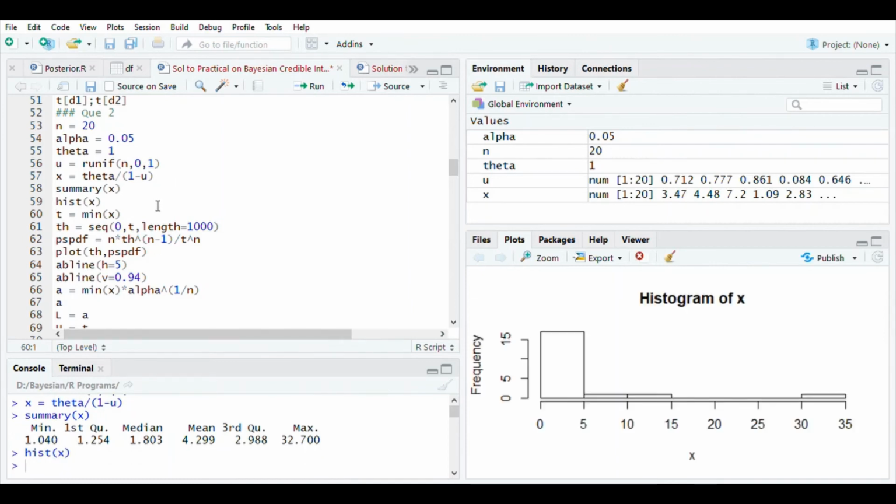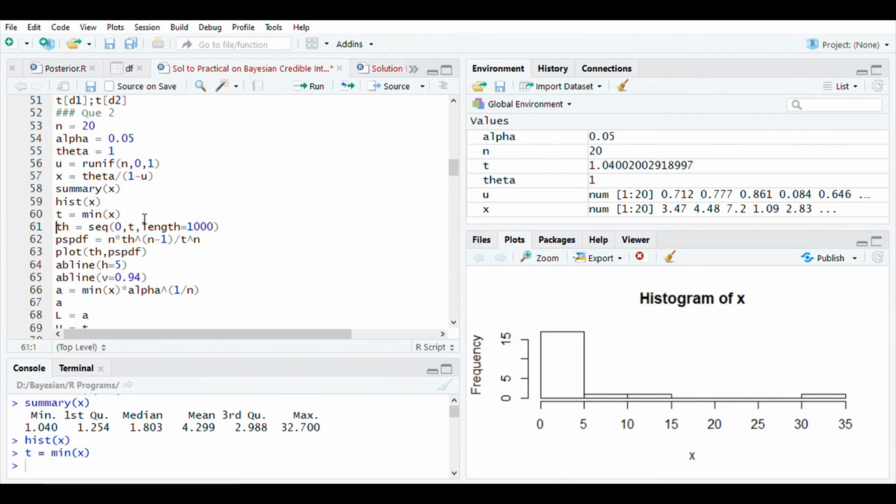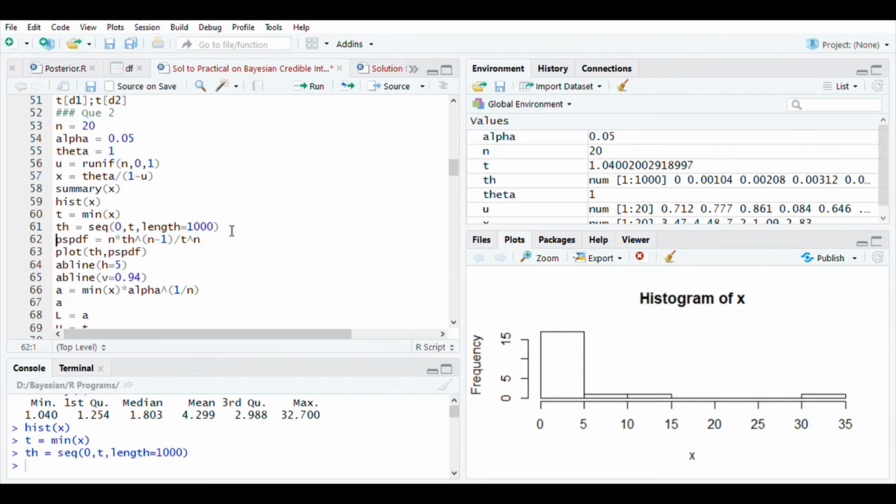Let us have a look at the histogram of the values. So it looks like this. Okay, now I am going to store x ordered 1 in t. So suppose t is the minimum of x. Now we are told to plot the posterior distribution. So in order to plot the posterior distribution, we take the values of theta for which the posterior distribution is to be computed. The range of theta is 0 to x ordered 1. So I am generating a sequence of values starting from 0 ending at t with length equal to 1000, and I am storing it in th.